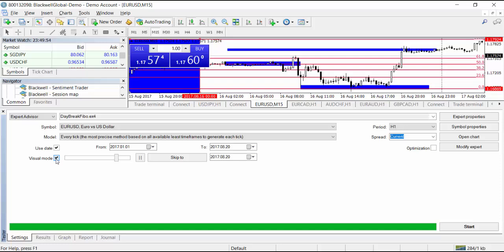I said use date, and I give it 8 months in 2017. Maybe I do that just to help you understand how this works. So I click on visual mode. The more you use this, believe me, the less you will use this visual mode, because it's just less and less relevant. I changed the period from 1 hour to 15 minutes, which is nothing else than a time frame on a chart. And you can say, let's use the current spread, or let's do some other spread. Let's just fix it at 2 pips. I think that's a good average.